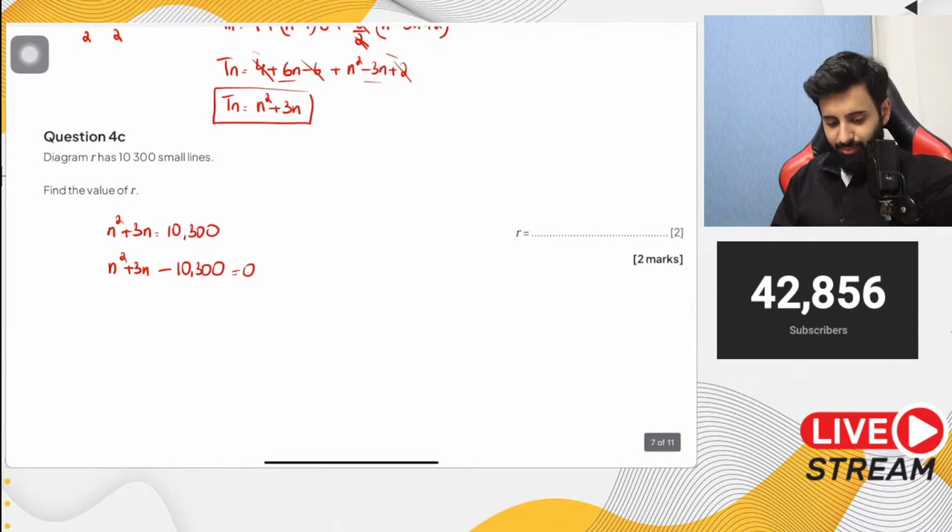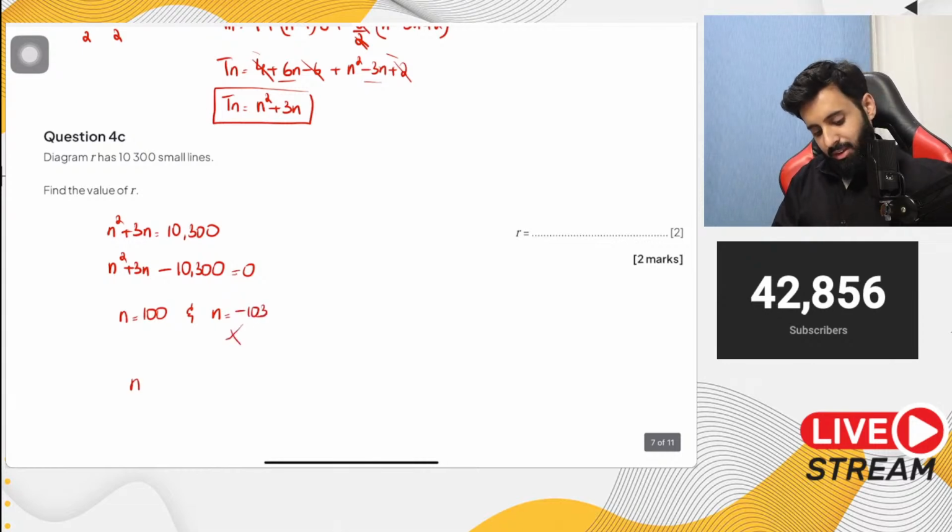So n is equal to what? n is equal to 100. I've used a calculator over here just to save some time, and n equals minus 103. So obviously we can't go with minus 103, n equals 100.